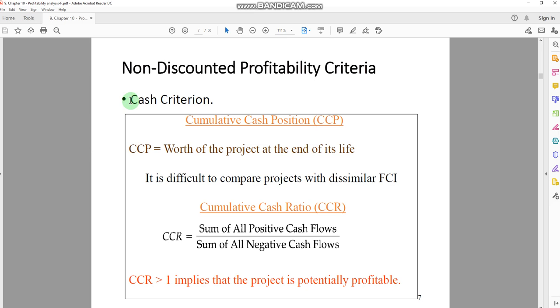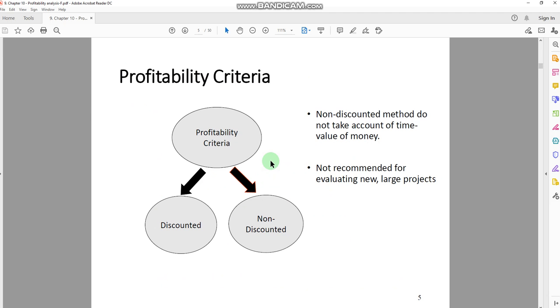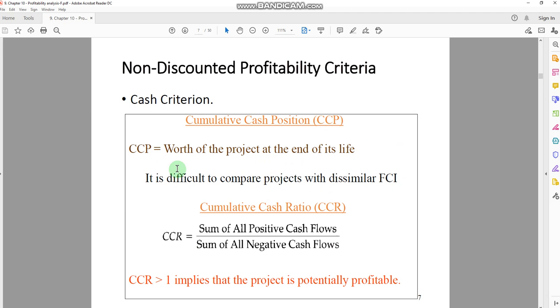Now the second method, in terms of the cash criterion, gives you the cumulative cash position and the cumulative cash ratio. The cumulative cash position is the worth of the project at the end of its life. It is difficult to compare projects with dissimilar fixed capital investments, since sometimes different projects have different fixed capital investments.